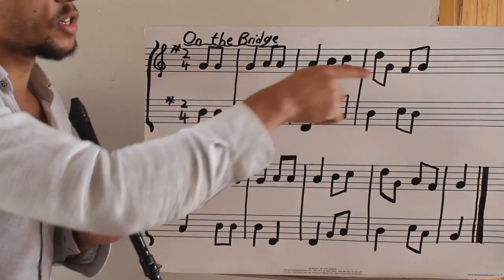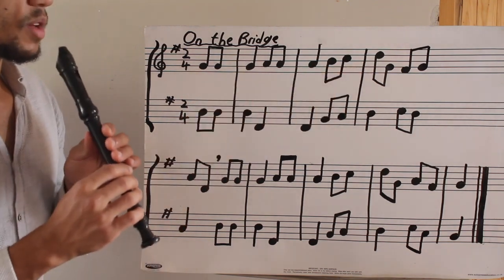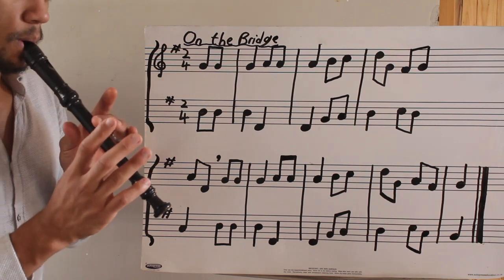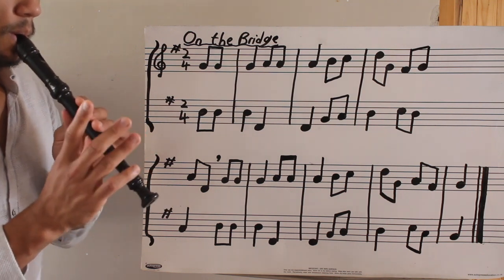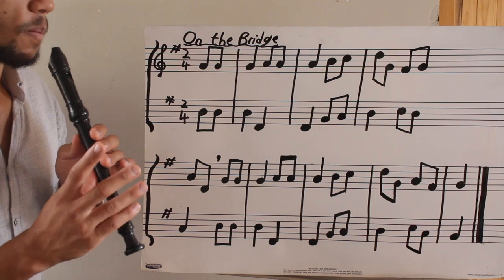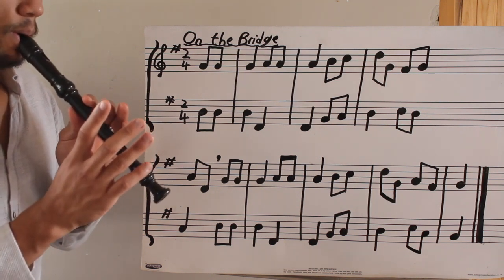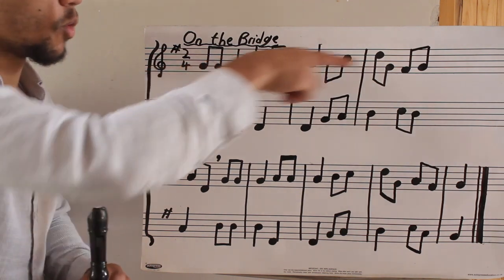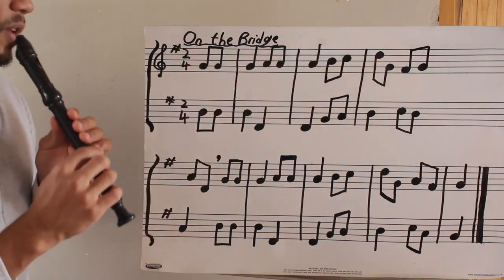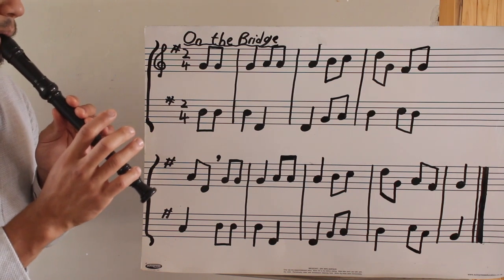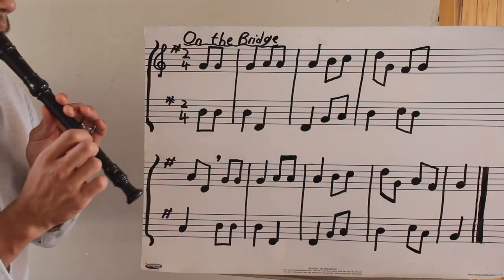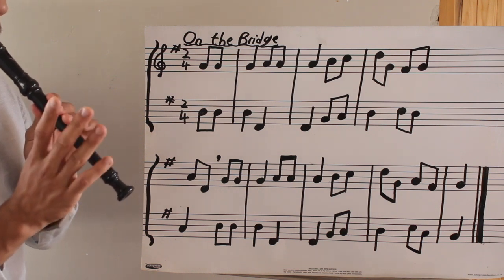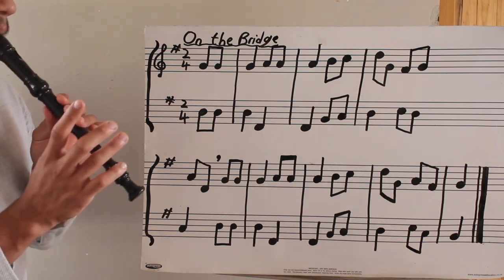Let's take it from bar 3 to bar 4. 1, 2. Slower. Let's put bar 1 to bar number 4. Again.